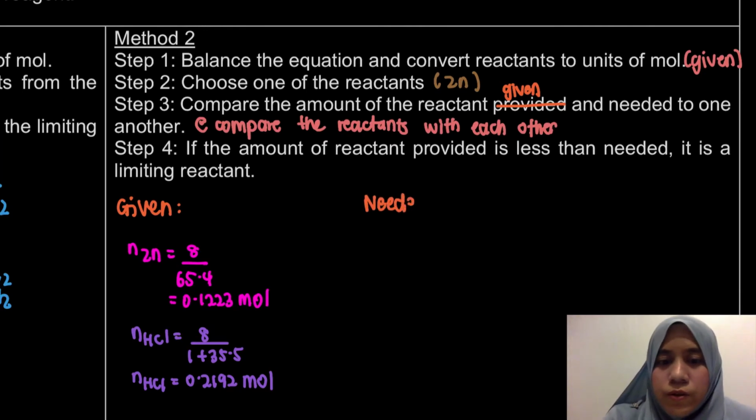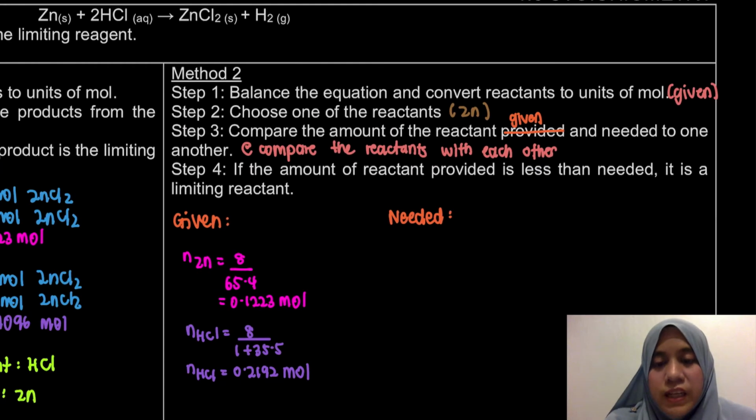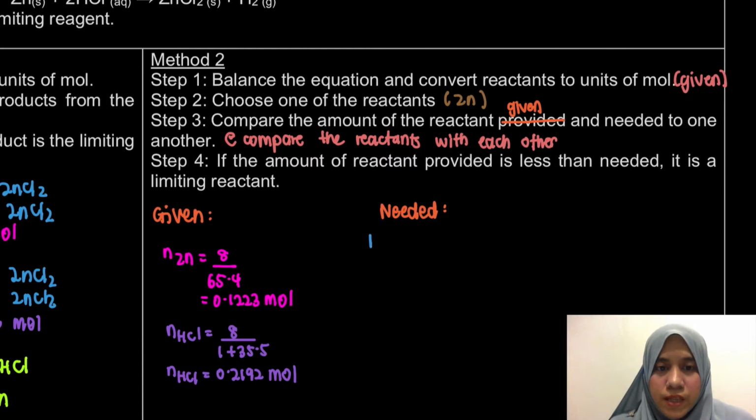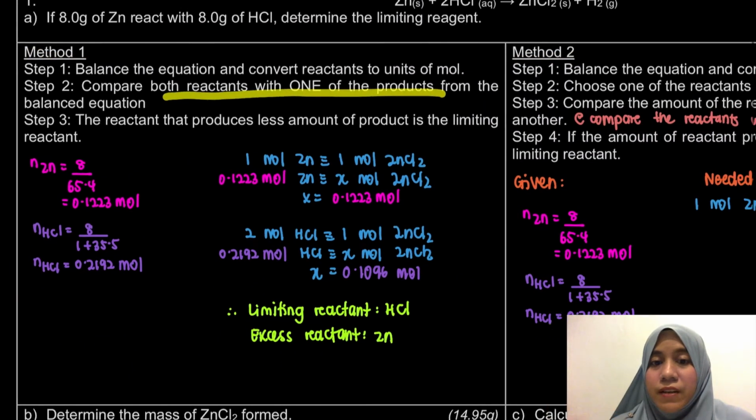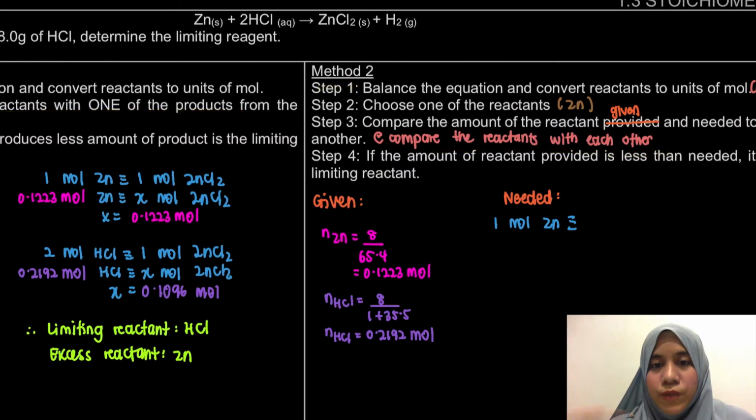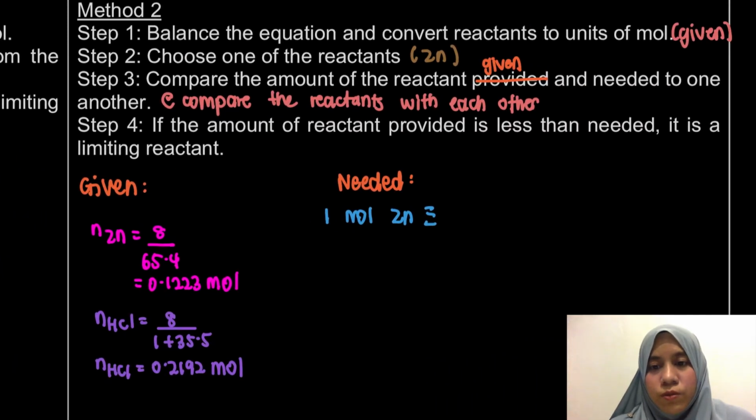Okay, so tadi kita dah label given. Sekarang ni kita label needed pula. Yang ni yang kita perlukan. Okay, so tadi Miss dah choose zinc kan? Okay, so bila Miss dah choose zinc, so Miss tulis kat sini 1 mole of zinc is equivalent to berapa? Again, kita nak compare dengan reactant. Method 1, kita compare produk. Method 2, compare reactant with reactant. 1 mole zinc is equivalent to 2 mole of HCl.